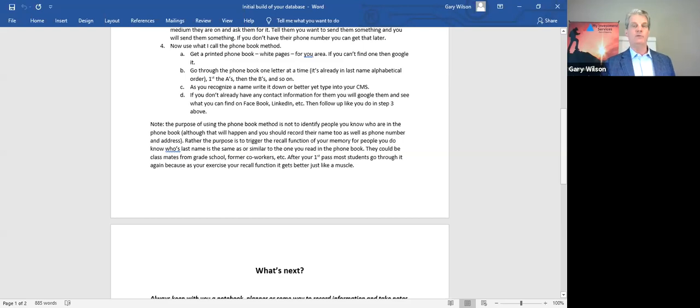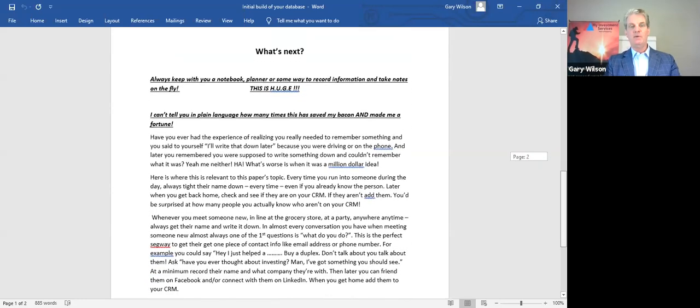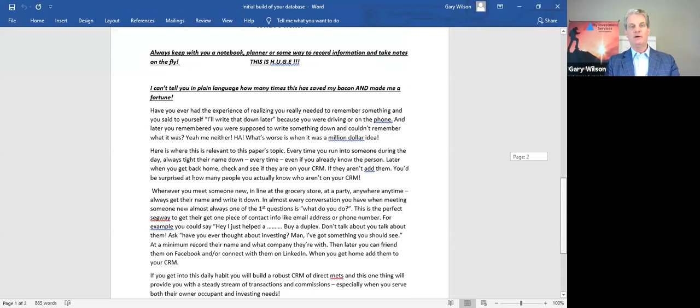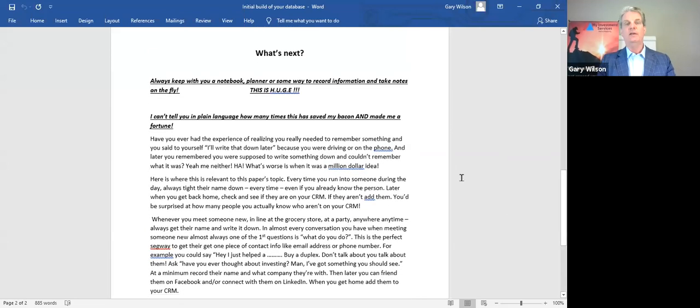So the point is this, do this exercise, and not only will you improve your recall function, i.e. your memory, but you'll build a pretty substantial database, right? Now, ongoing, I'm going to give you another little Gary Wilson tip here. What's next? What's next is keep it going. You got to keep your database fresh with new people coming in every time.